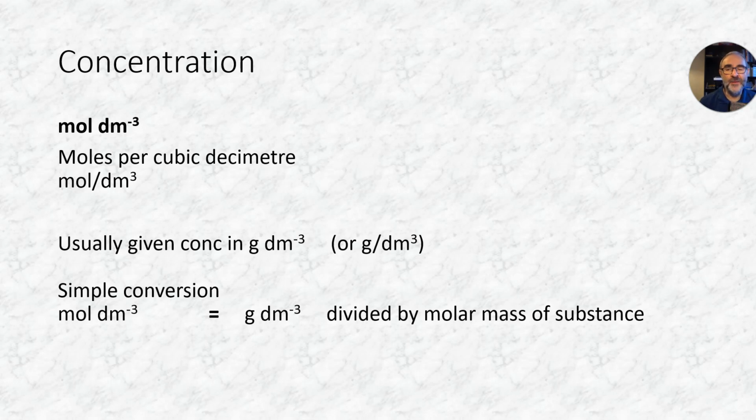Often we will be given the concentration of something in grams per decimeter cubed, and if that's the case we do have to convert it. It is a simple conversion. The moles per decimeter cubed value is equal to the grams per decimeter cubed value divided by whatever the molar mass of that substance is.